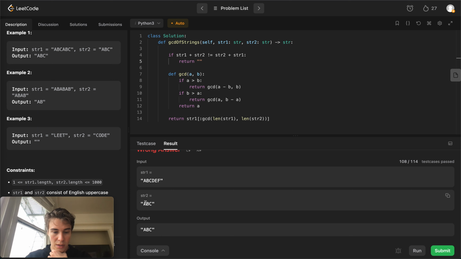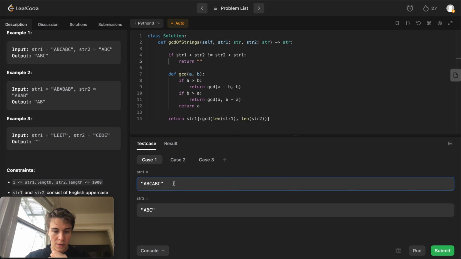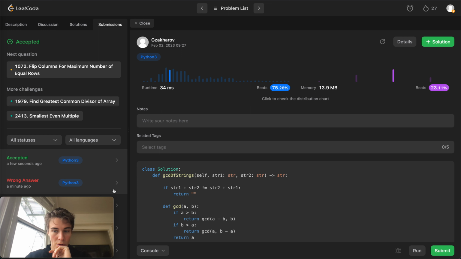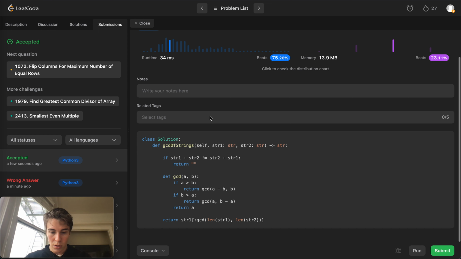What this does is, if they're true multiples of the GCD, then it doesn't matter in which order the two strings are given to us. However, if they are not multiples, then the switching of the order matters. So let's see if this is correct. And yeah, okay. Sounds good. This is right.